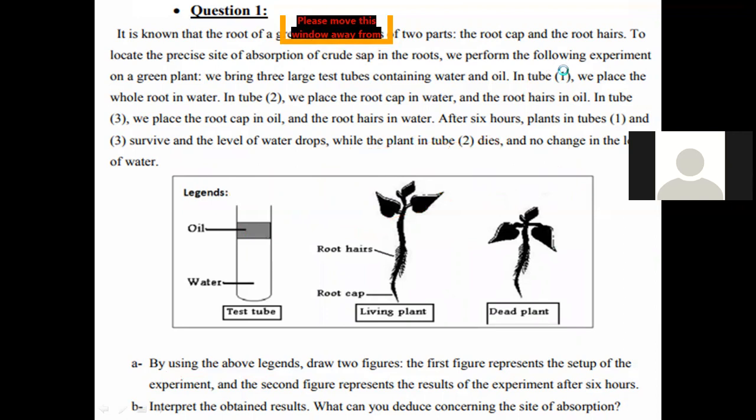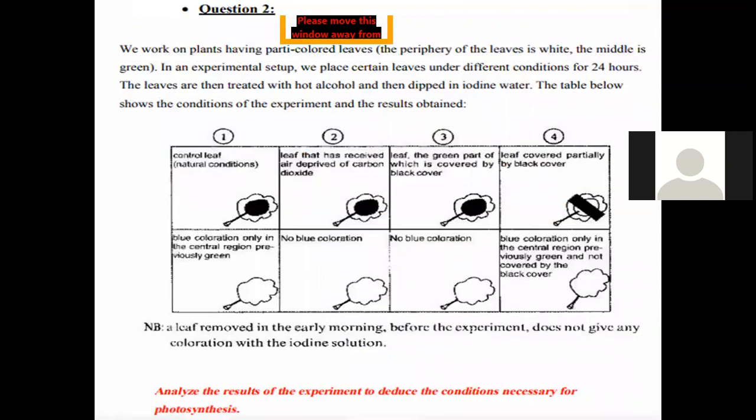Moving now to question 2. Question 2, we work on plants having parti-colored leaves. Parti-colored means that they have multiple colors. The periphery of the leaves, on the extremities, is white, while in the middle they are green. In an experimental setup, we place certain leaves under different conditions for about 24 hours. The leaves are then treated with hot alcohol and dipped in iodine water. The table below shows the conditions of the experiment and the results obtained.